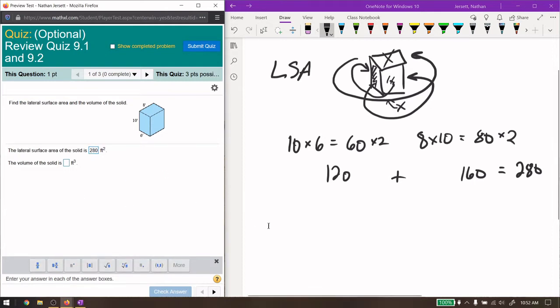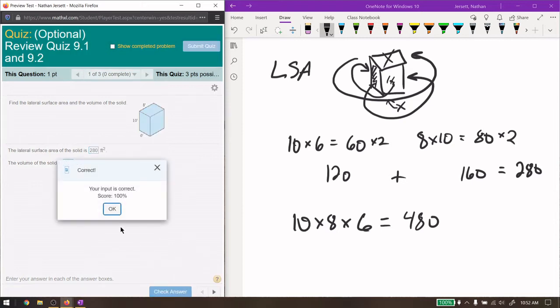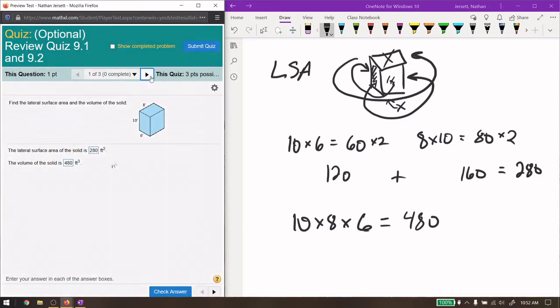Now the volume is quite simple for a rectangular prism. It's just all 3 dimensions multiplied. 10 times 8 times 6 is 80 times 6, which is 480. And that's going to be in feet squared. Let's see if this is correct. And it is. All right.